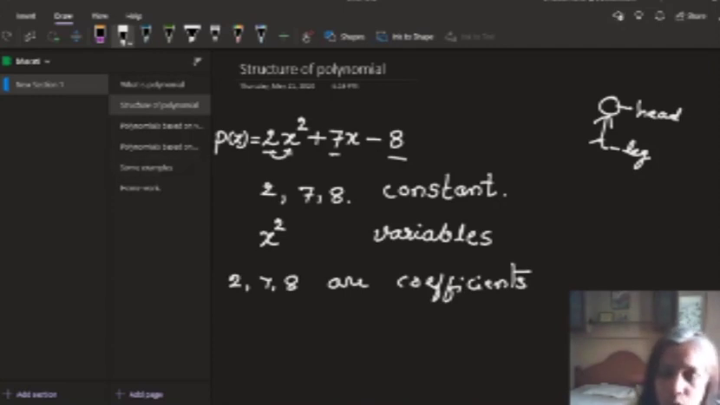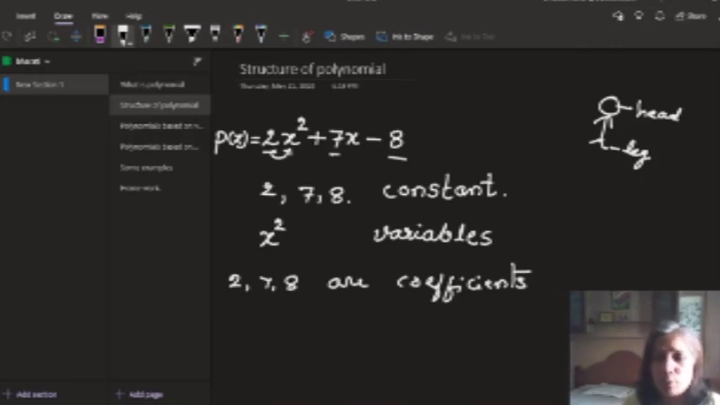To call 2 a coefficient, we have to mention whether it is a numeric coefficient or a variable coefficient. So 2 is the coefficient of x square, and the constant term is a numeric coefficient. In this way we have to say. Now I think you have understood.